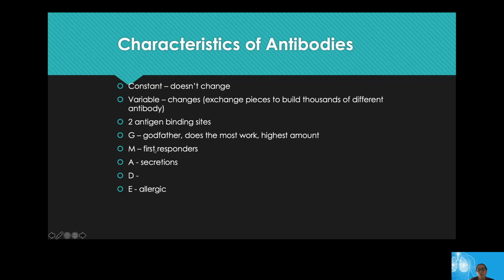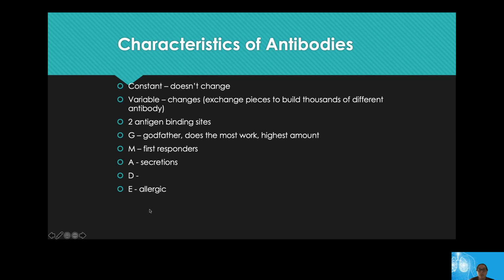IgM antibodies, they're the ones that will come in and create an initial response, and they're very fast to respond. So we can think of them as the first responders. The IgA antibodies are found in the body's secretions. So breast milk, tears, saliva are good locations for these types of secretions. And then the IgE antibodies are very predominant and play a pretty decent role in triggering your allergic responses.